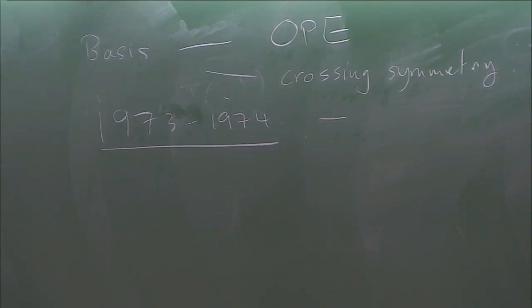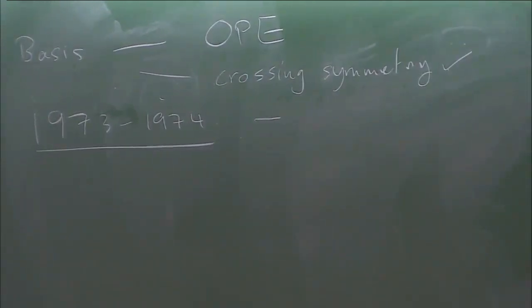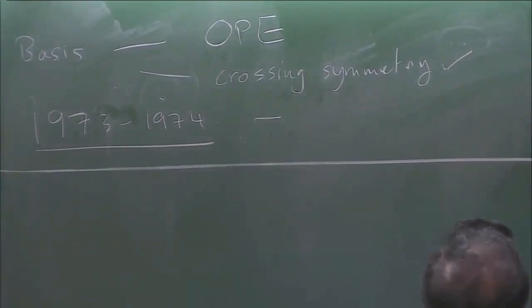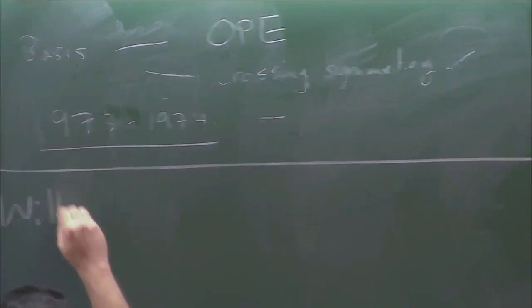So the essential idea is that we're going to swap these. We're going to use a basis where crossing symmetry is manifest, but OPE is not going to be manifest. And that basis is in terms of what in modern language are called Witten blocks, or Witten diagrams.